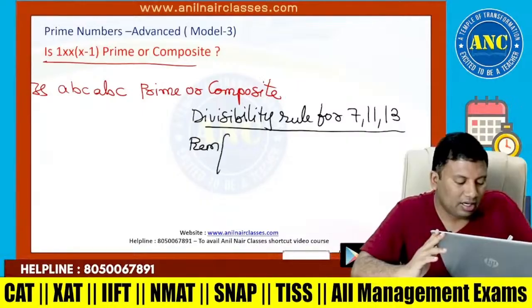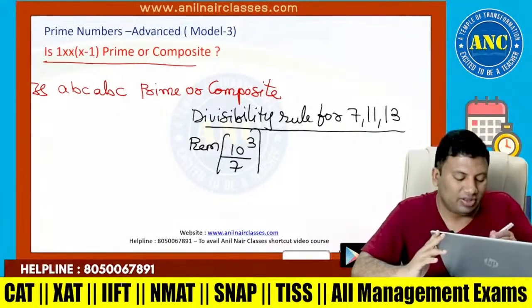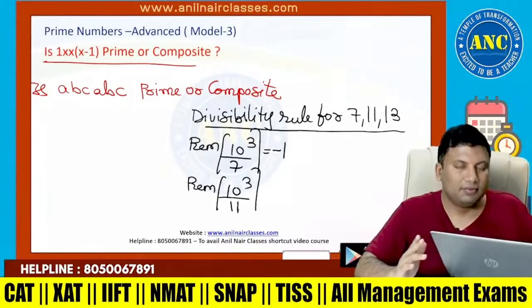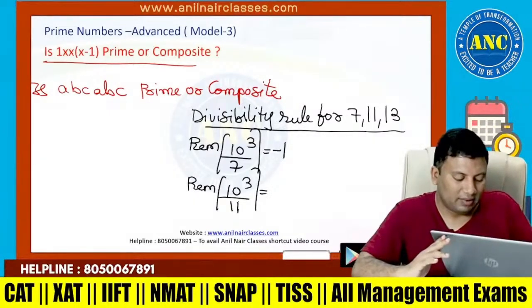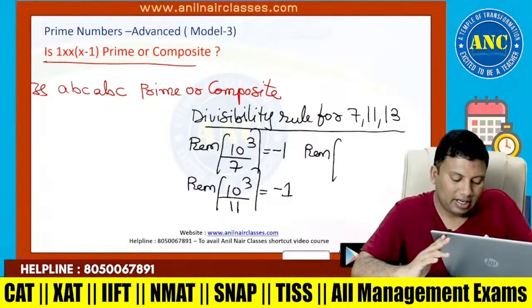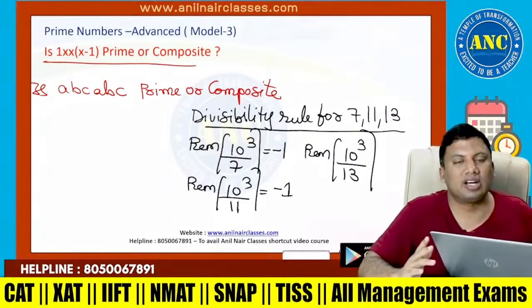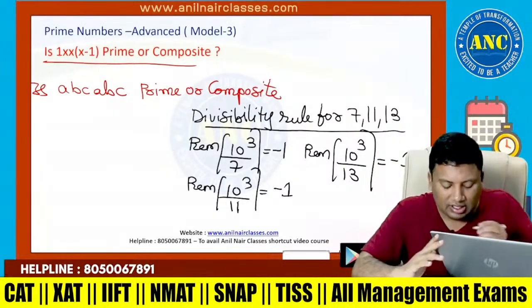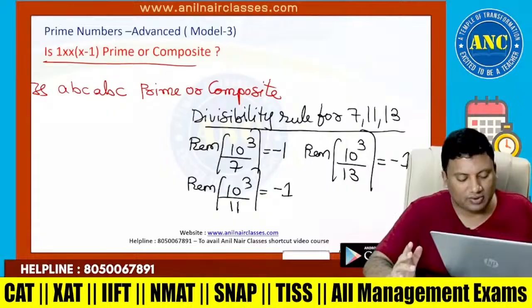Reminder 1. 10 cube divided by 7: 7 ones are 7, 3, 3 cube is 27, minus 1. Reminder 1. 10 cube divided by 11: 11 ones are 11, minus 1. Remainder is minus 1. Reminder 1. 10 cube divided by 13: 13 ones are 13, minus 3. Minus 3 cube is minus 27, that is 6, minus 1, a negative remainder.